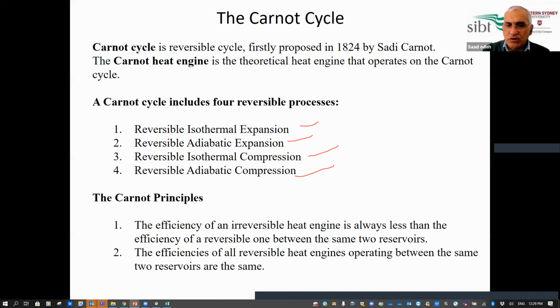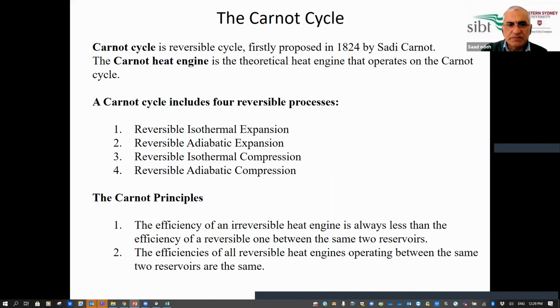And the efficiencies of all reversible heat engines operating between the same two reservoirs, which means that we are operating between the same high temperature and low temperature. The temperature doesn't change, but the processes inside the cycle we are choosing are different. For the Carnot, we are using reversible processes, while in the actual one, we have actual processes, we have always losses. Okay, so we'll come to this in detail.